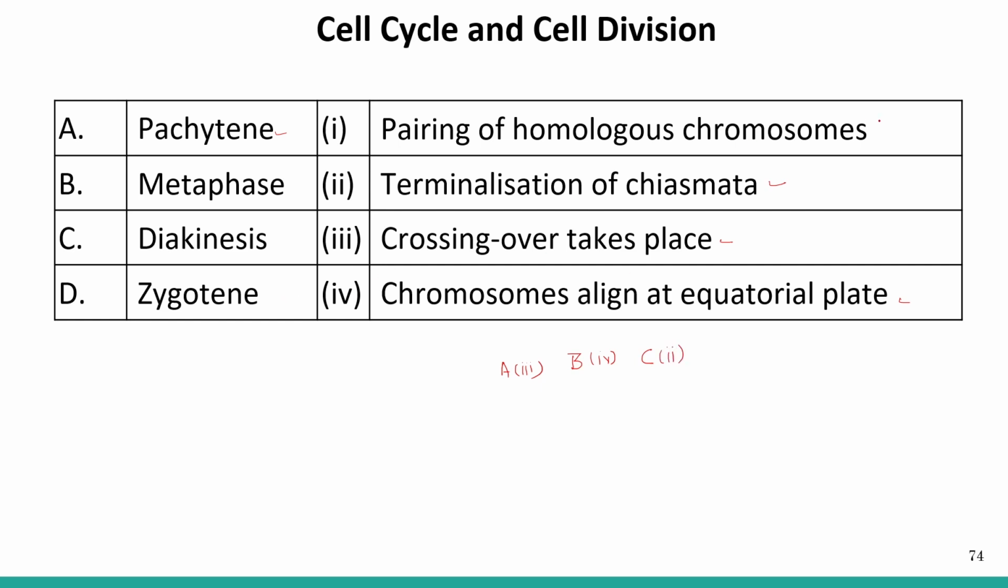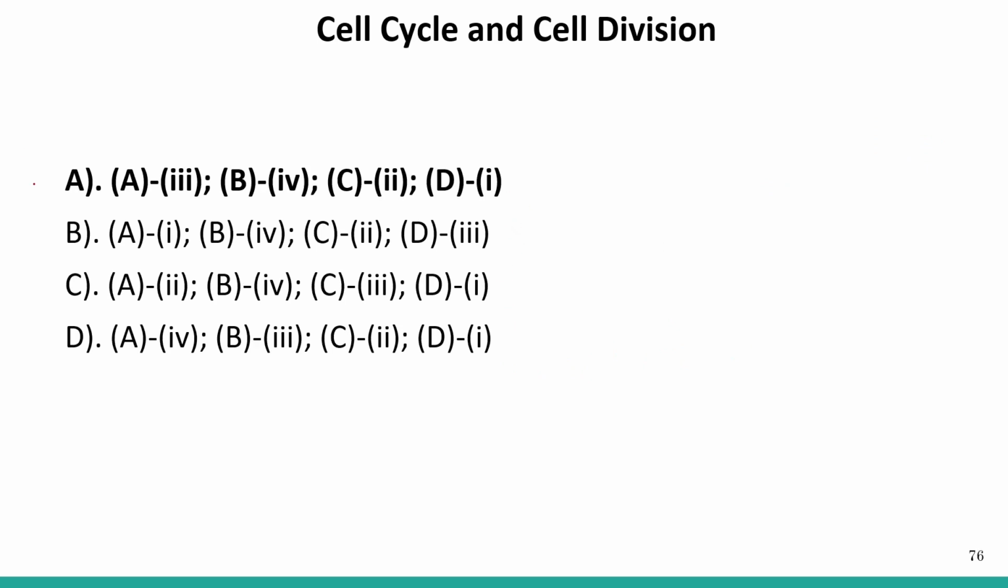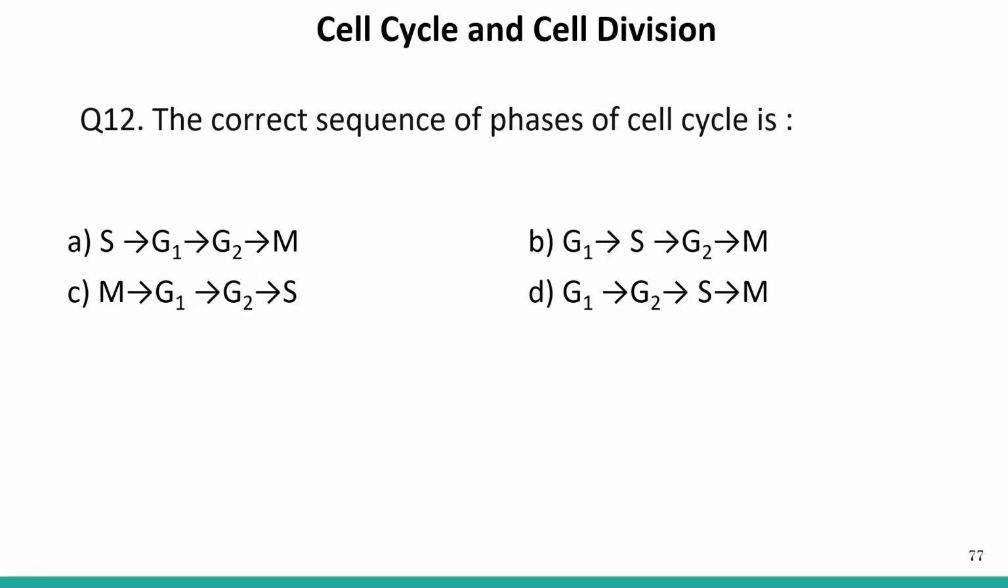And zygotene, what happens? Pairing of homologous chromosomes takes place, which is known as synapsis. So D should be 1. All right, so these were your options. So the correct answer is this one. All right. Now moving to the next question.